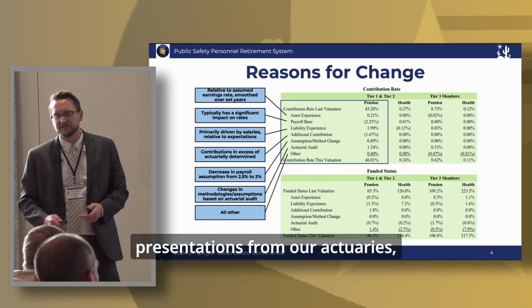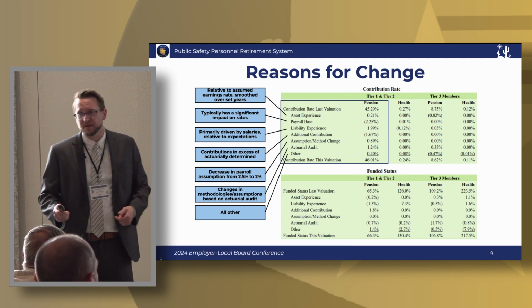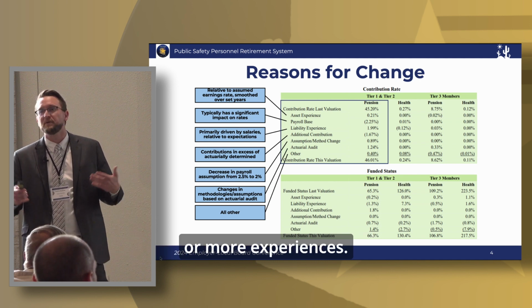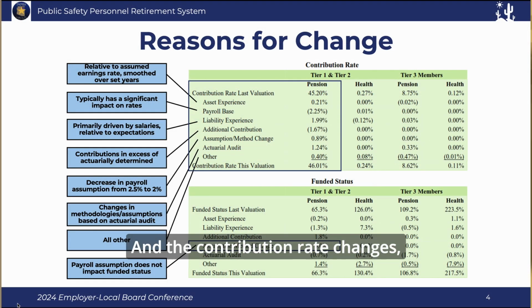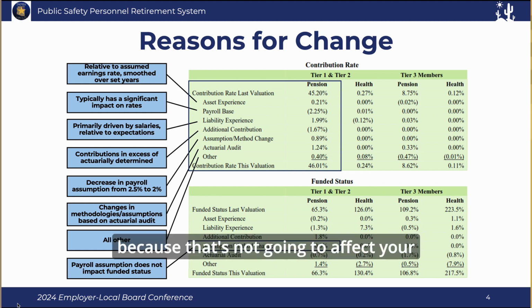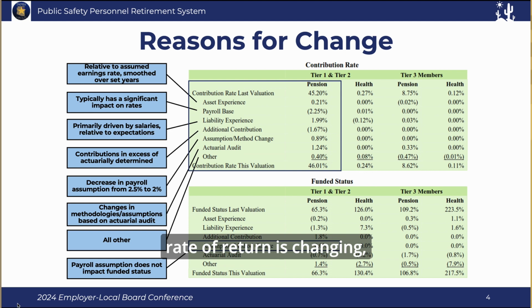Looking at some past presentations from our actuaries, the causes could be things like data errors or data changes. But it could also be there were more disabilities and more experience with disabilities. And the contribution rate changes usually see some impact on funded status. That's not always the case. It wasn't the case with the payroll assumption, because that's not going to affect your overall amount of unfunded liabilities. But if it's something like the assumed rate of return changing, then you'd see an impact on the funded status.